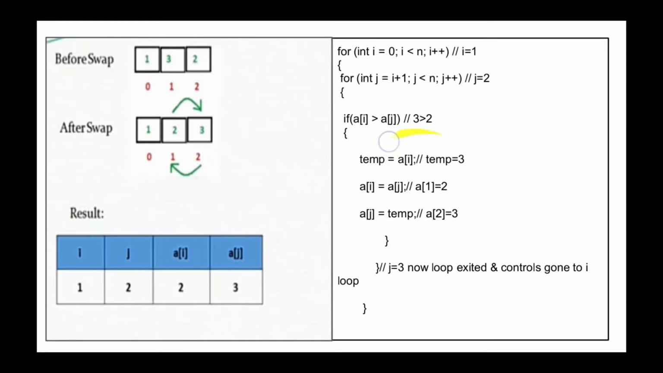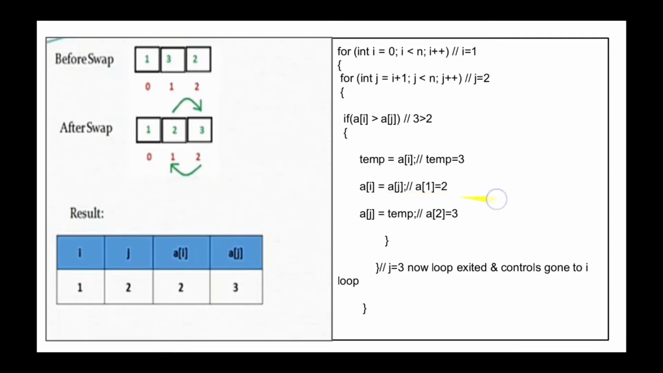In this condition, check whether a of i is greater than a of j. The a of i value is here 1, and a of j is 2. Then check, the first location element is 3 and a of j, the second location element, is 2. Then swap the two elements, because the condition is true, 3 is greater than 2.